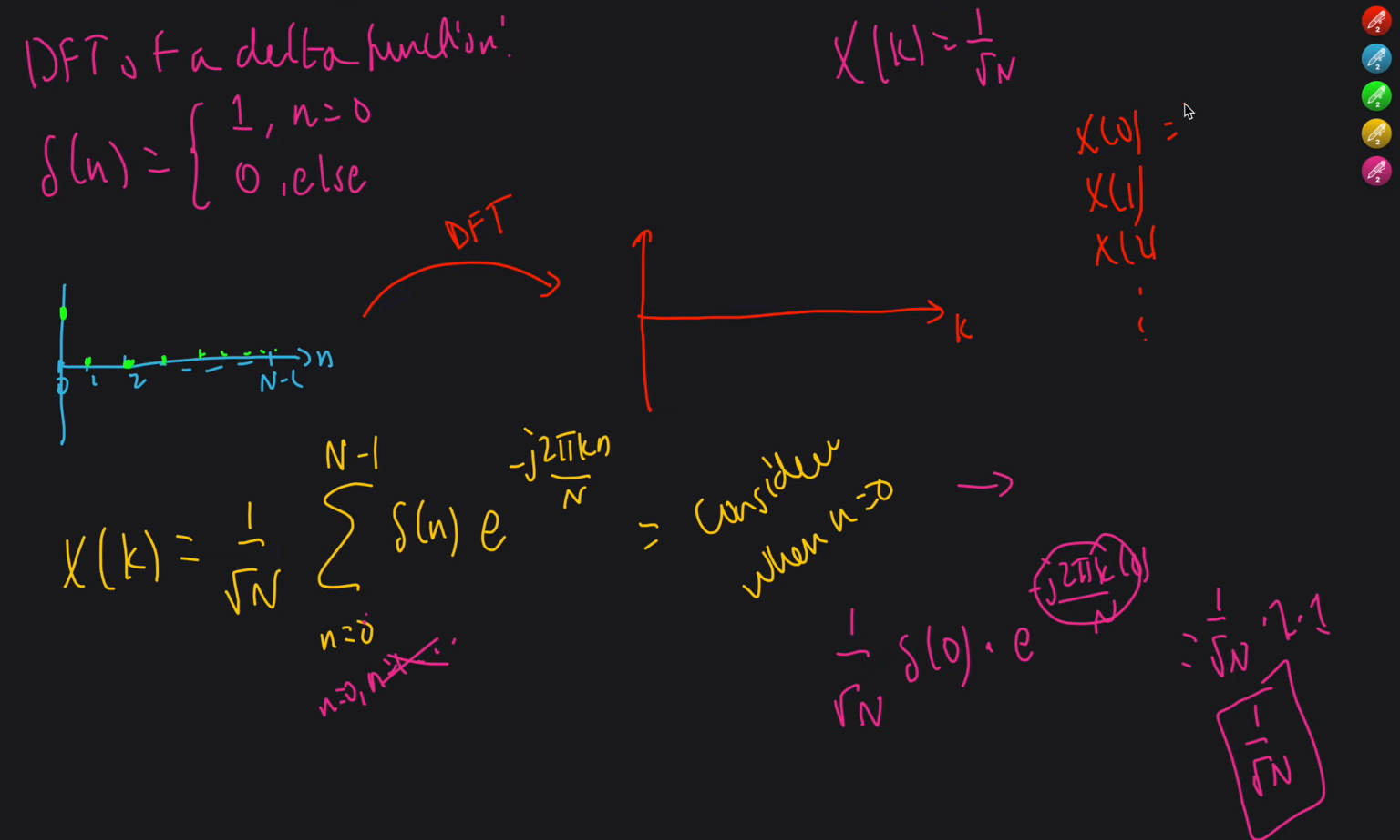Big X of 0 is going to be 1 over root N. Big X of 1, there's no k in here, so it's going to be 1 over root N. So in the frequency domain, this is actually just a bunch of constants. The DFT is a constant, which means each frequency contributes an equal amount. It's kind of a surprising result. It's not that intuitive.